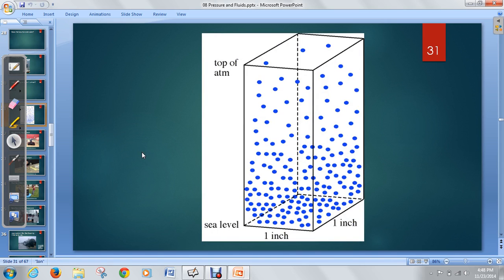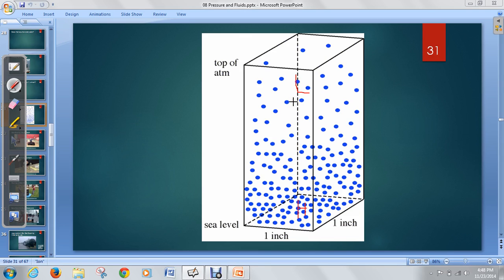So if we want to look at how air pressure is affected by height, in the lower atmosphere we have a lot of particles. So we say there's a high pressure, and the higher you go up, there's less and less and less particles. So you're going to have a lower pressure up here.